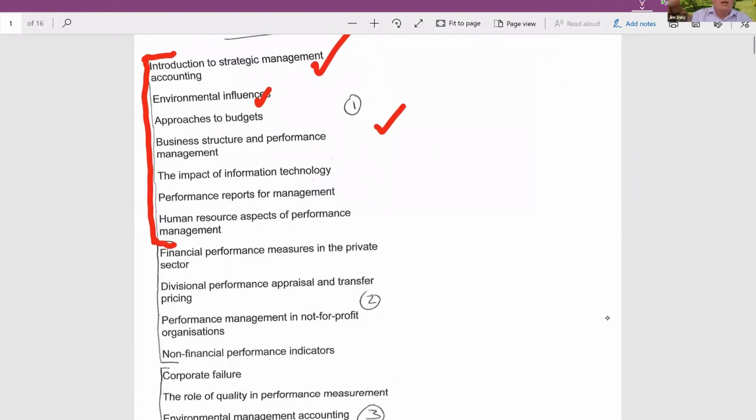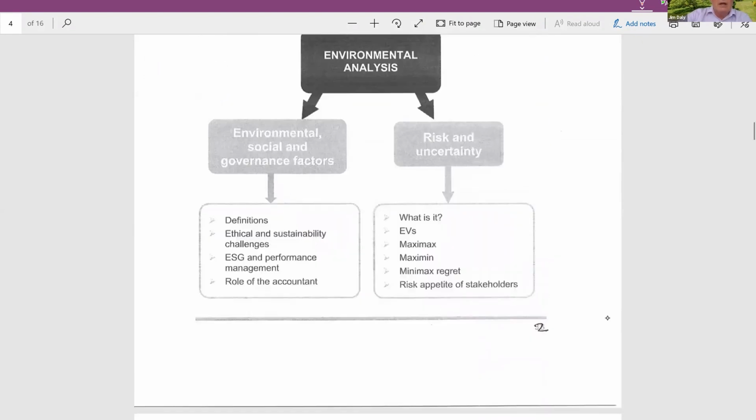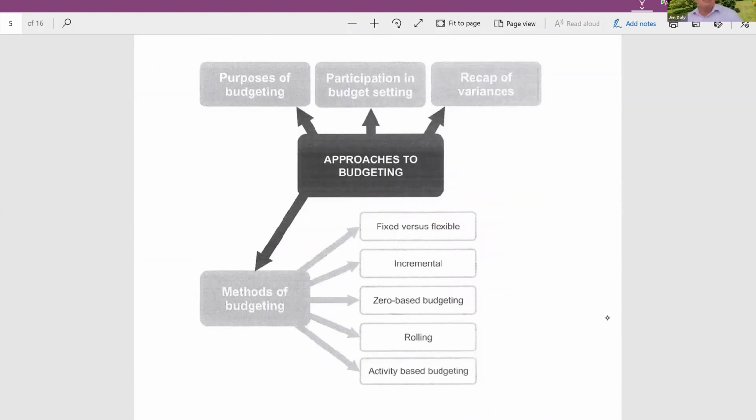And section 2, as mentioned, is environmental influences. Section 3, approaches to budgets, would be familiar with most of you, okay? And for the budgets, approaches to budgeting, i.e. the purposes of budgets, 3 C's, 2 E's, 2 M's: to compel, to coordinate, to communicate, to evaluate, to establish, motivate managers, motivate employees. Participating in budget process, participative or non-participative, top-down, bottom-up, in other words.